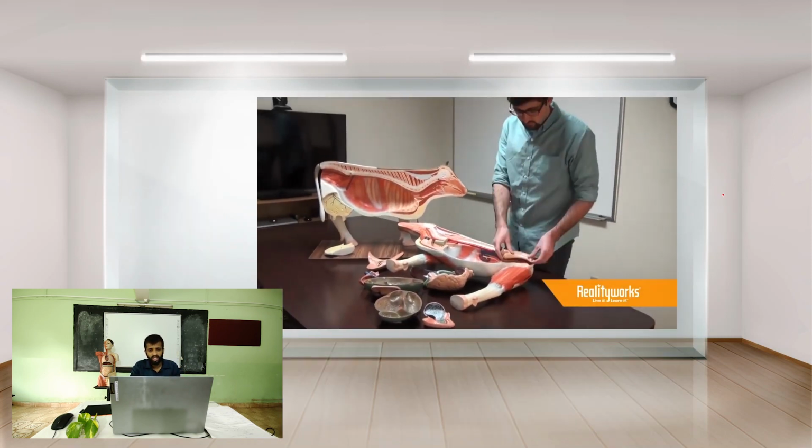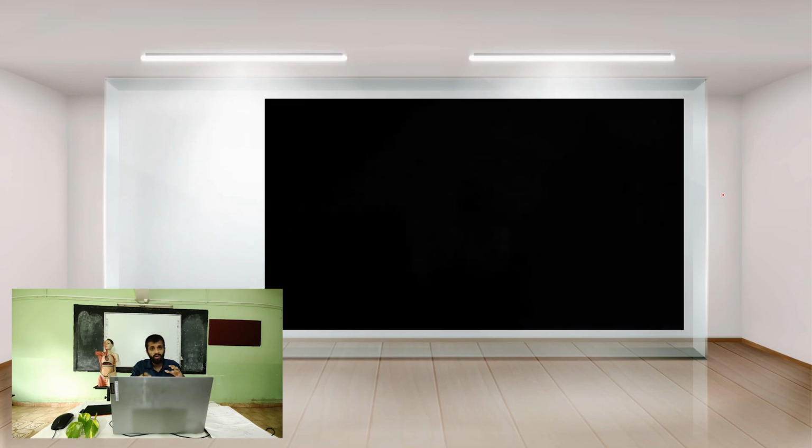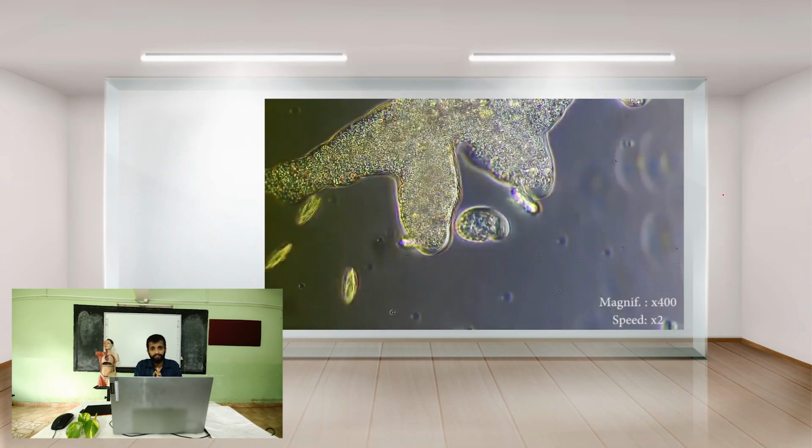Then we learned about the cow model, how cows consume food, and how digestion takes place in their body. And then we saw an organism called amoeba. With this, we conclude the entire chapter of nutrition in animals.